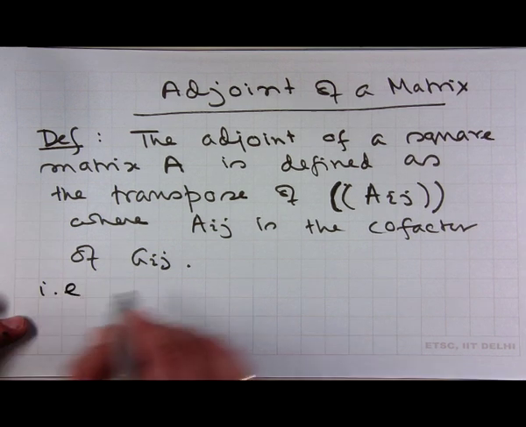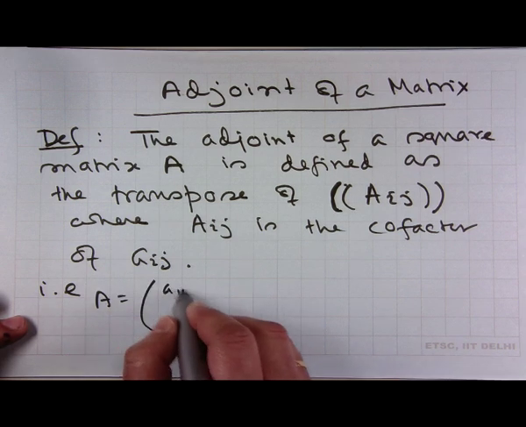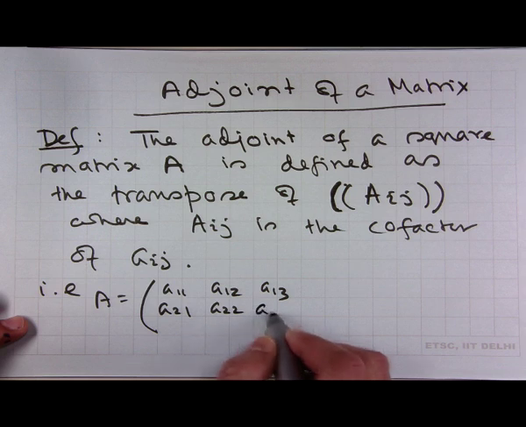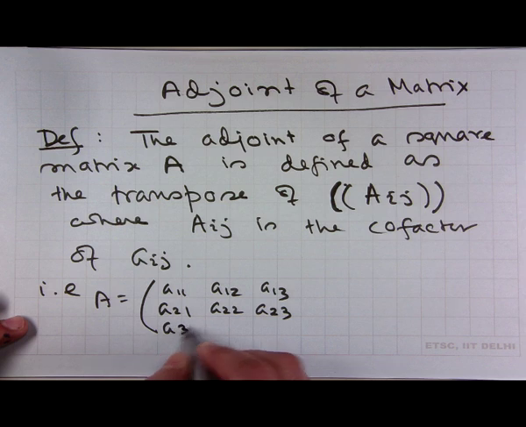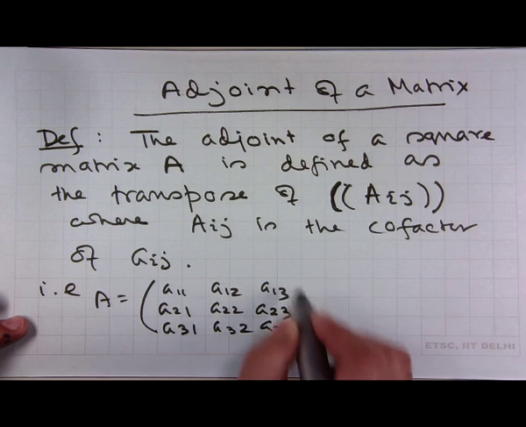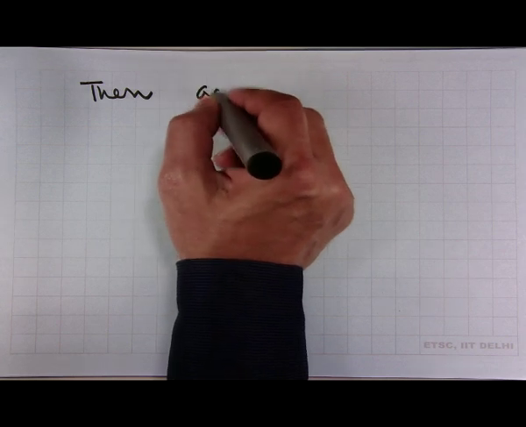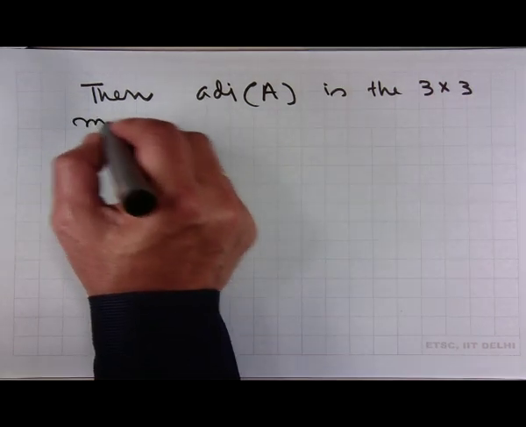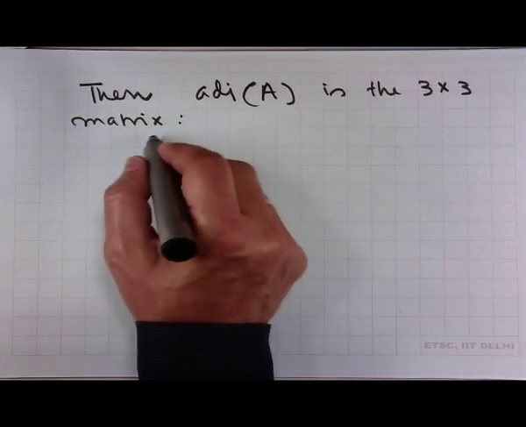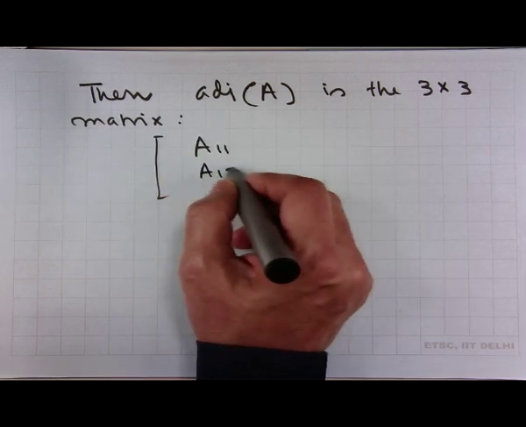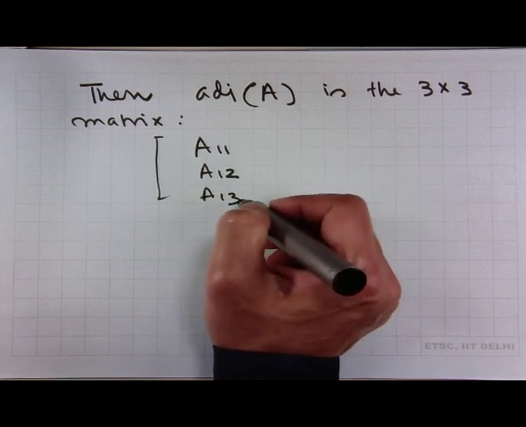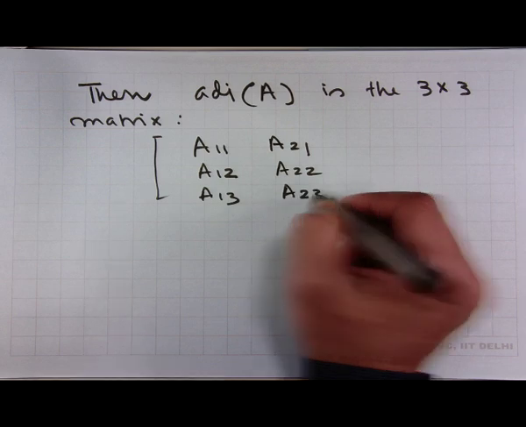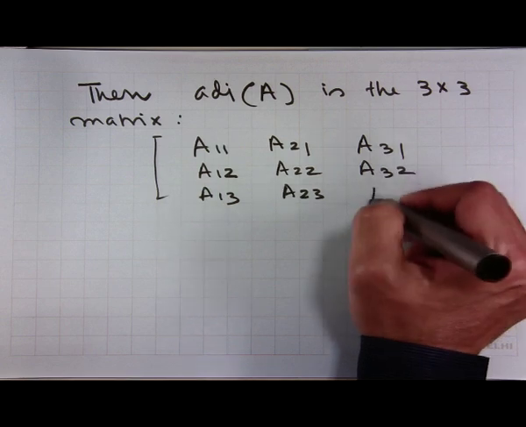That is, if A is equal to A11, A12, A13, A21, A22, A23, A31, A32, A33, then adjoint of A is the 3 cross 3 matrix which is A11, A12, A13, A21, A22, A23, A31, A32, A33, because we are writing the transpose.